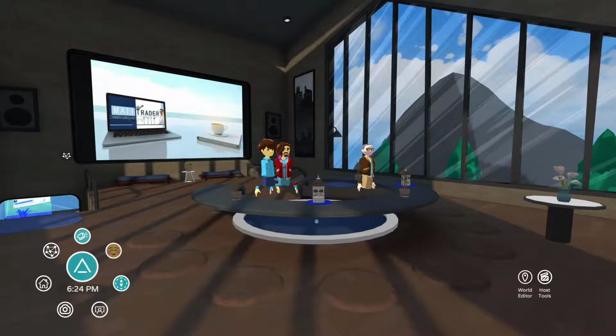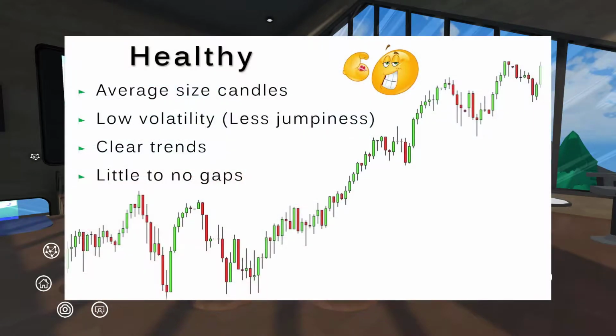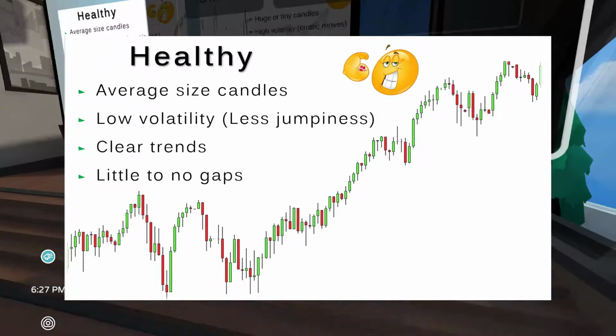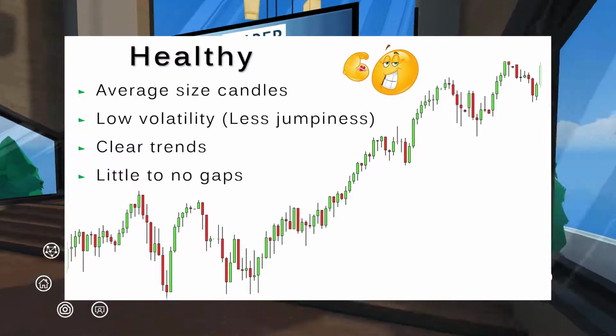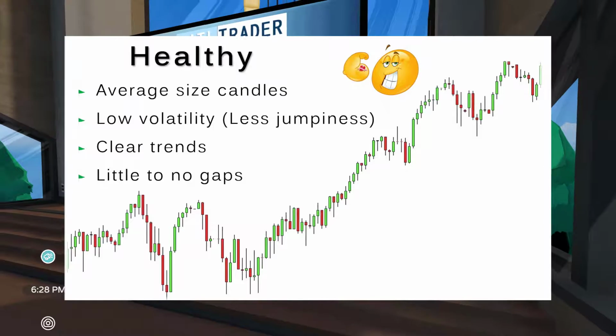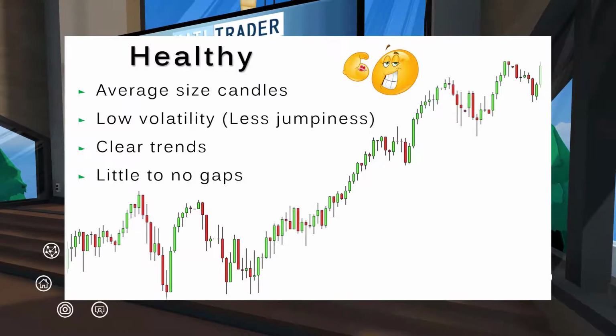And the third criterion is what I call healthy and unhealthy stocks. The first important thing is that there are average size candles in a healthy chart. The second thing is that there is low volatility, less jumpiness. The trends are clearly moving up, down, and sideways. Notice that I also look for healthy charts that move sideways. But the most important thing is that there are little to no gaps.